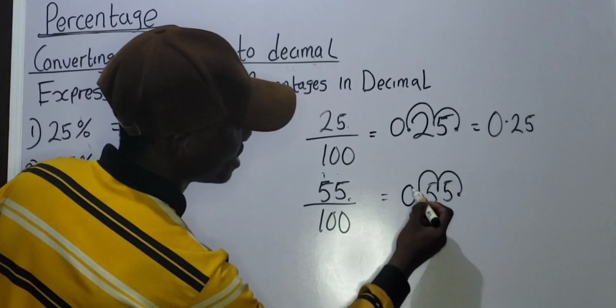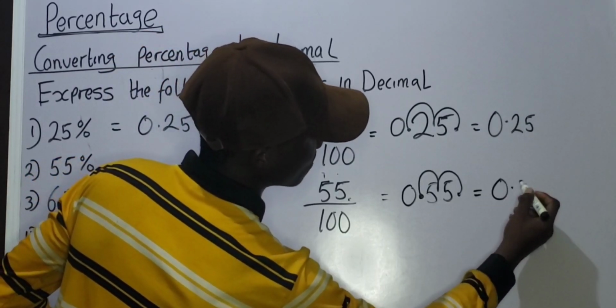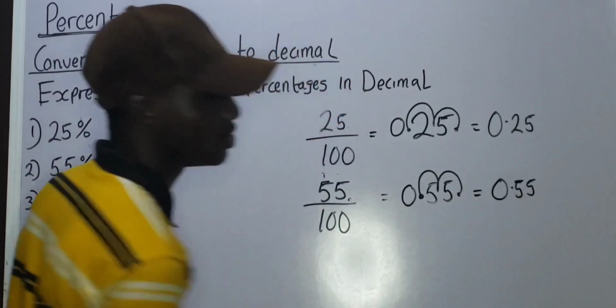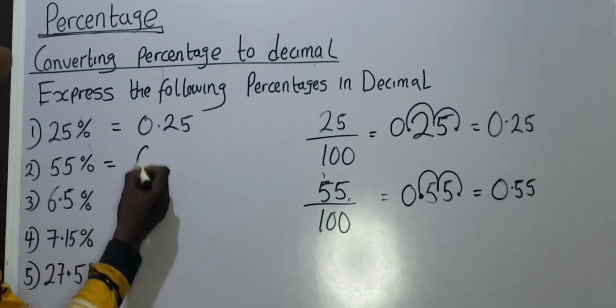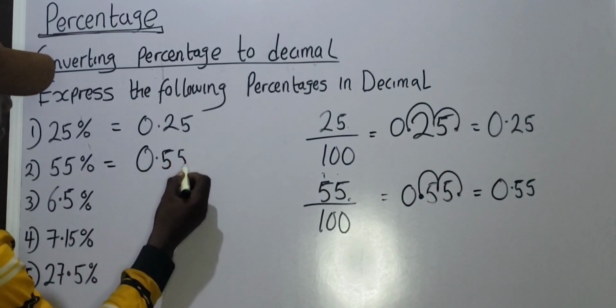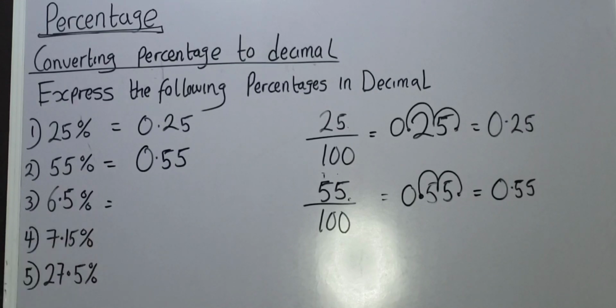So I'm going to have 1 0 here. So this will be 0.55. Do you understand? So the value of this in decimal is 0.55. So let us express 6.5 percentage in decimal.